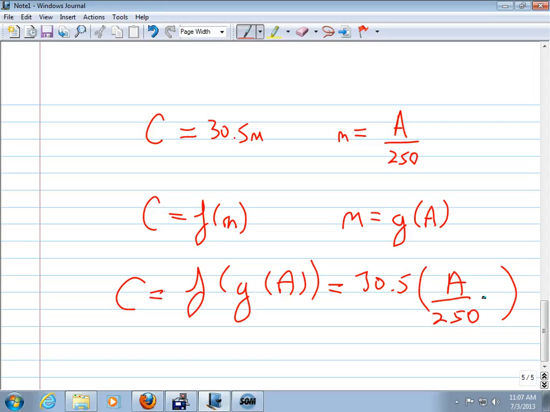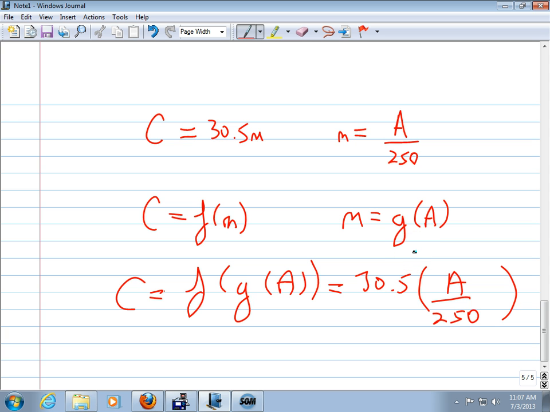Okay, so let's try that again. What this does is it just summarizes the whole process of plugging in the 1,000, dividing by 250, getting the 4, multiplying by the 30.5, getting the 122. It's just one step, okay? All right, try this again.